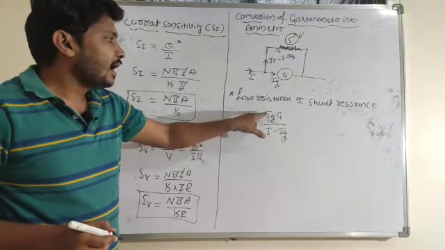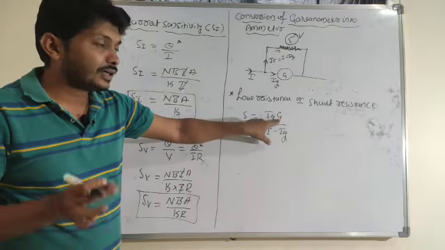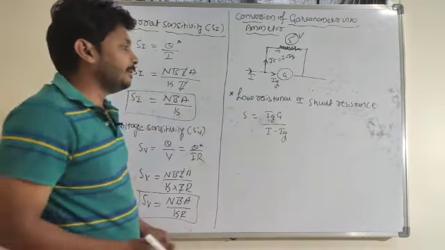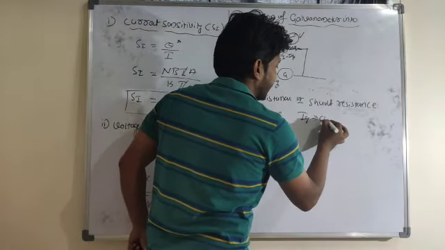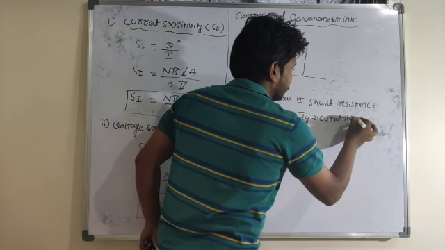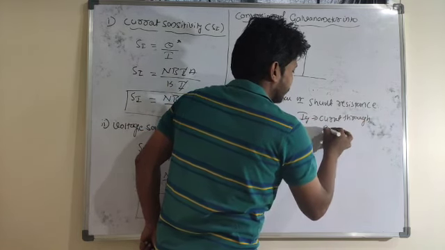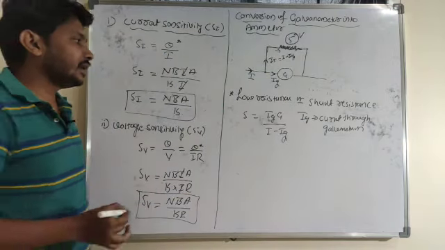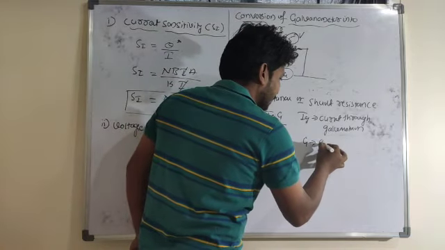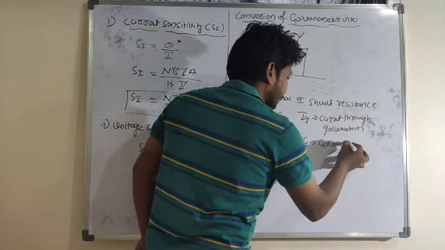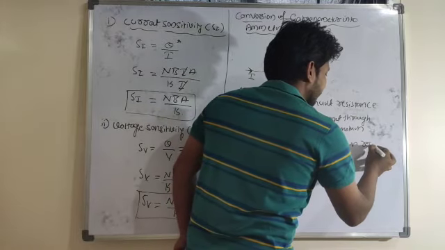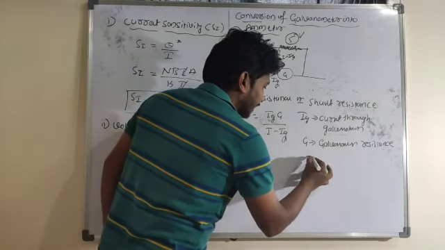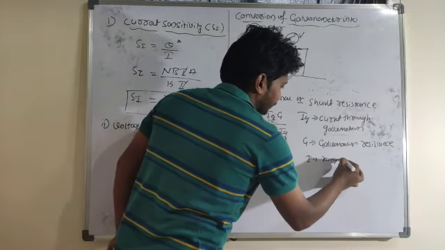Let me explain the terms here. Ig means current through the galvanometer. Capital G indicates the galvanometer resistance. I represents the range of the ammeter here. So Ig is nothing but the current through the galvanometer, G represents galvanometer resistance, and I represents the range of the ammeter.